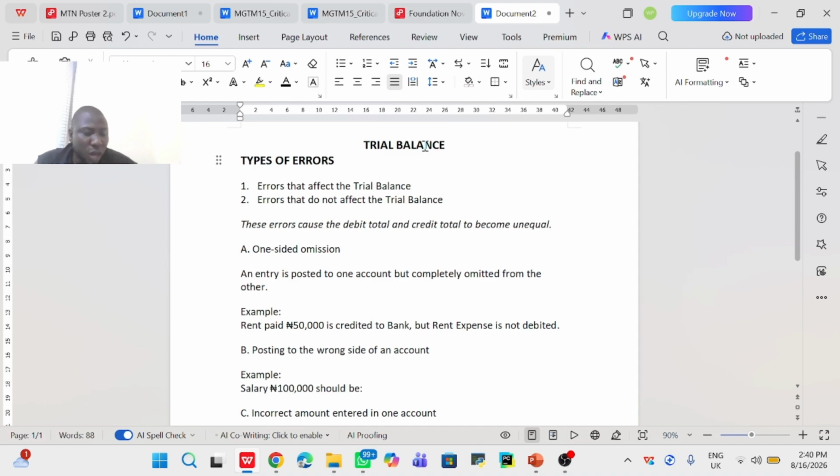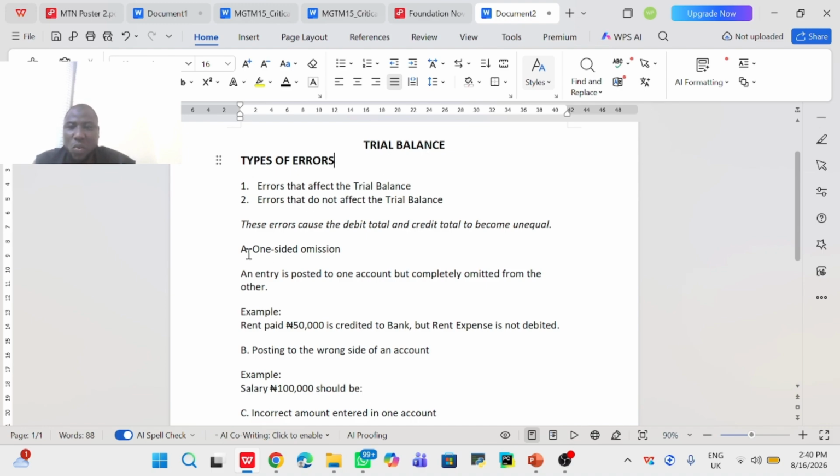And also there are some errors that, no matter how they happen, will not affect your trial balance, like error of omission, error of commission, etc. These errors cannot affect your trial balance no matter how they occur. Now, that is about the two types of error. So what are the errors that affect the trial balance?